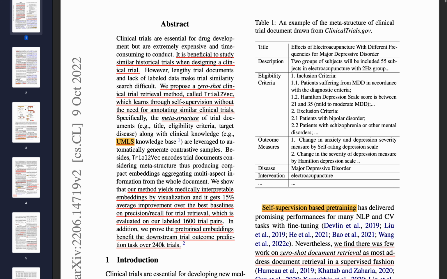So they have done two things. They have tried to use the meta structure of trials, which basically means they have not used the data collected through the trial. They have not used the patient level data, but they have used the metadata of the trial, which is available on websites like clinicaltrials.gov. That includes title of the trial, description, eligibility criteria, outcome, disease, intervention, maybe phase, target enrollment, and so on. The other key component here is they have tried to use UMLS, and we'll look into that shortly.